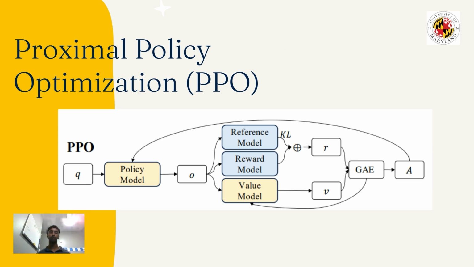And together, we're going to compute the generalized advantage estimation, which at a high level is the actual reward minus the expected reward. After getting the advantage, we're going to feed this back into our value model as well as the policy model. So if you recall from last week's lesson, we talked about the actor-critic architecture. In this case, we have our policy model, which is our actor, and we have our value model, which is our critic, giving direct feedback to update the policy model's parameters.